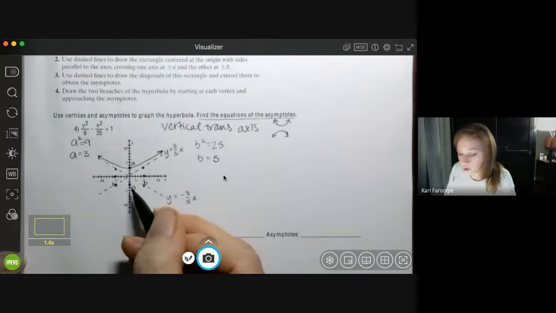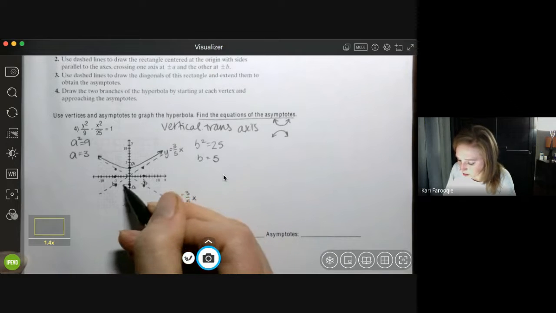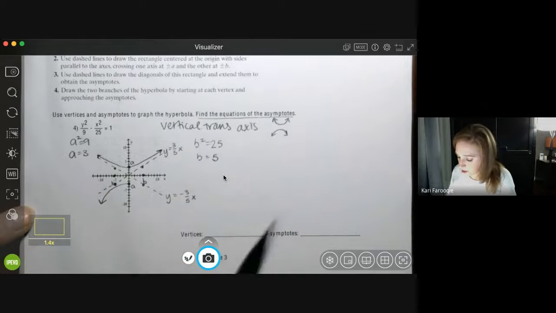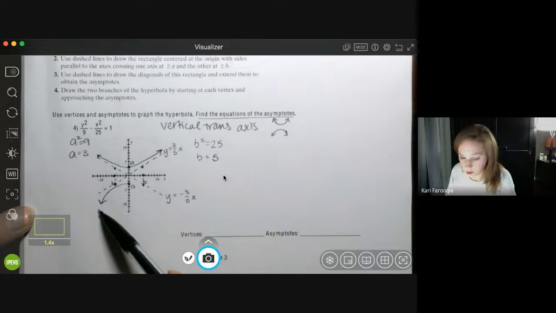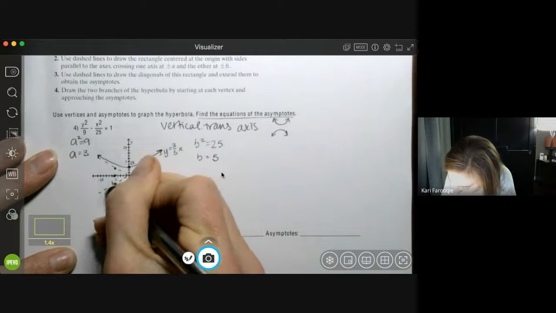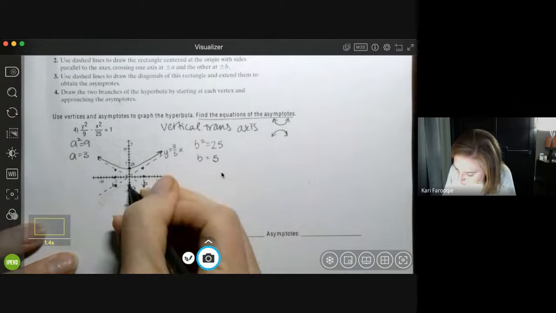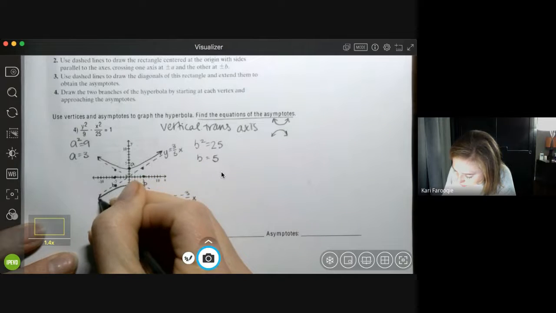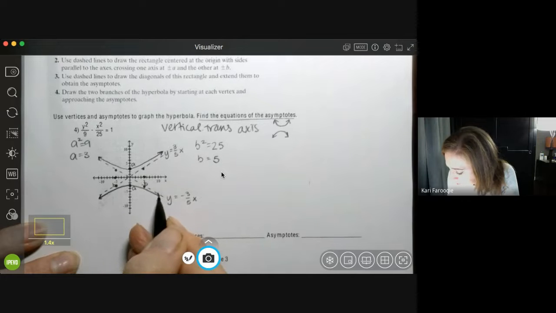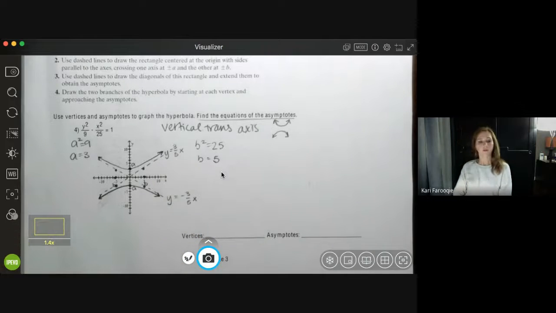I've had students who, I kid you not, will do something like this. Don't do that. I mean, it's really not that far of a stretch, I guess, that people would do this. This is not approaching the asymptote. This starts to approach and then it heads further away from the asymptote. That's not good. That's not what approaching the asymptote looks like. So start at the vertex and then just sort of approach that asymptote. It's beautiful.